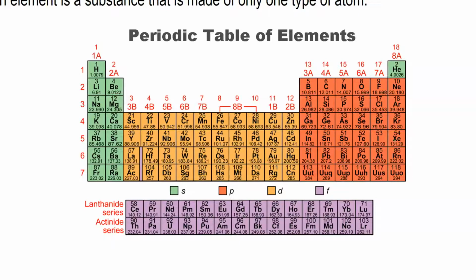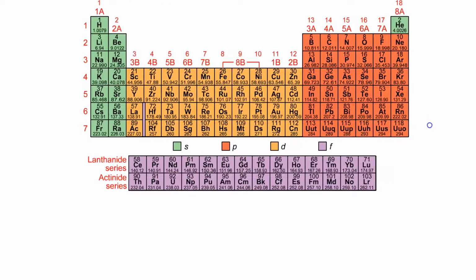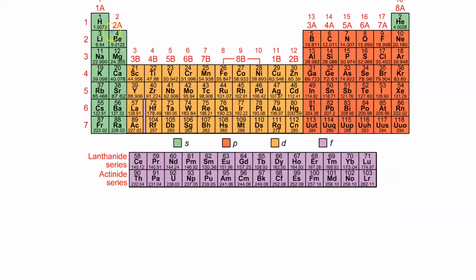Now we will learn more details about each group in future, but today's focus is on identifying the atomic number, mass number, chemical name and chemical symbol. So let's look at the periodic table here. So let's look at lithium. So I'm just going to write lithium. So this is lithium here.